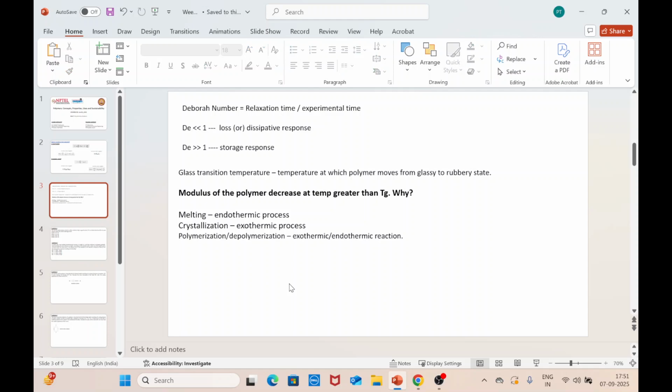So these are the thermal events that happen in case of polymers, and these can be identified and quantified using a characterization technique which we have described and even just now talked about, which is the DSC, differential scanning calorimetry.